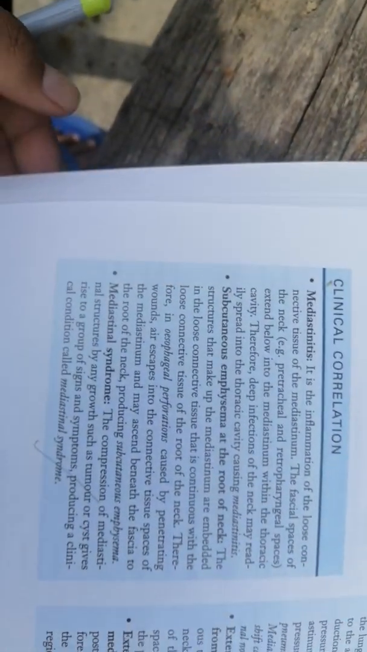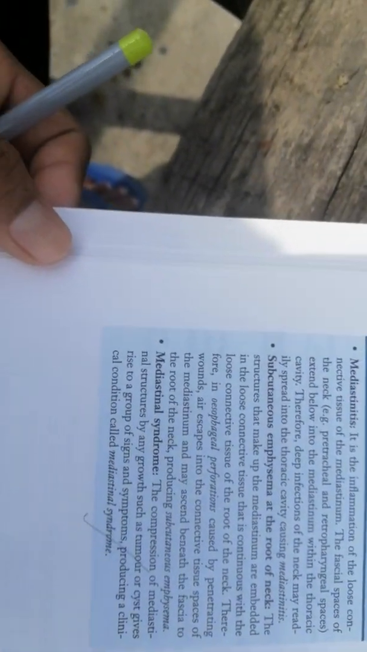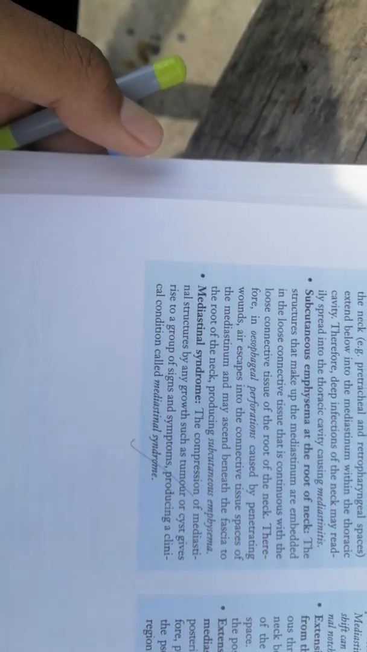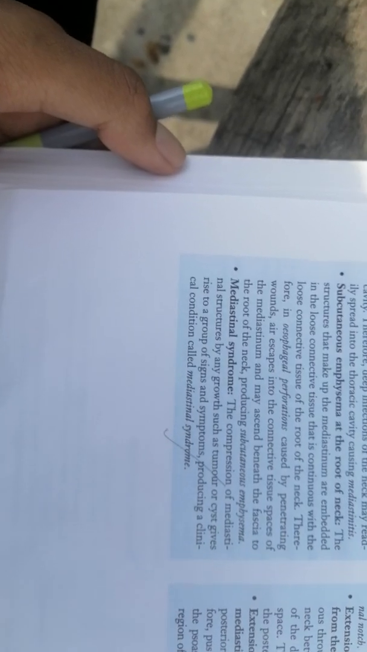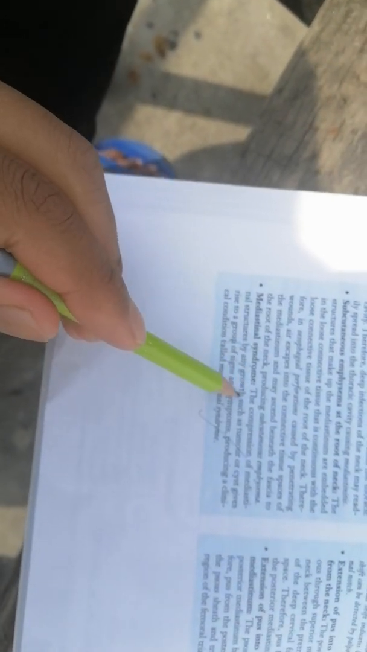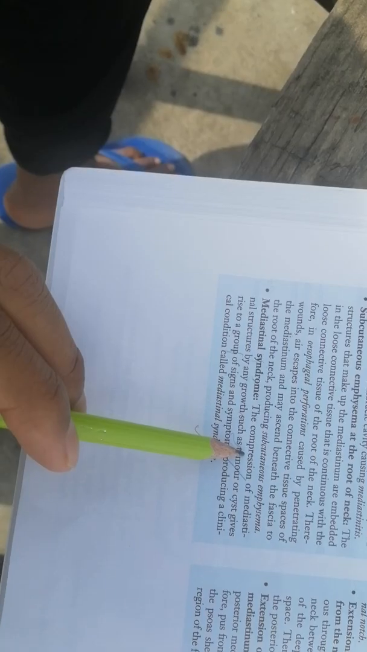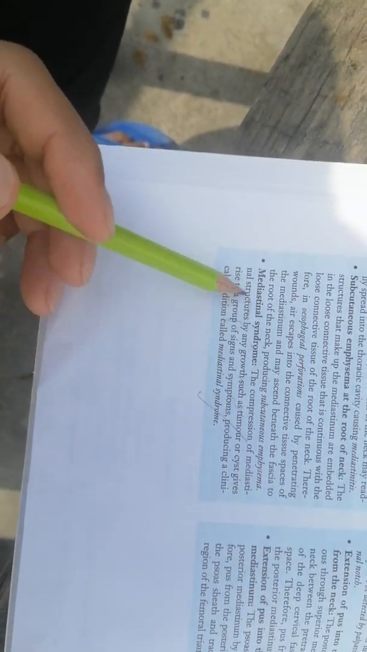This much. Now going into the clinical. You can read all the clinical, but the important ones are mediastinitis, that is inflammation, and subcutaneous emphysema at the root of the lung. Then mediastinal syndrome. I'll tell you about mediastinal syndrome. Mediastinal syndrome is simply due to the compression of the structures present in the mediastinum.